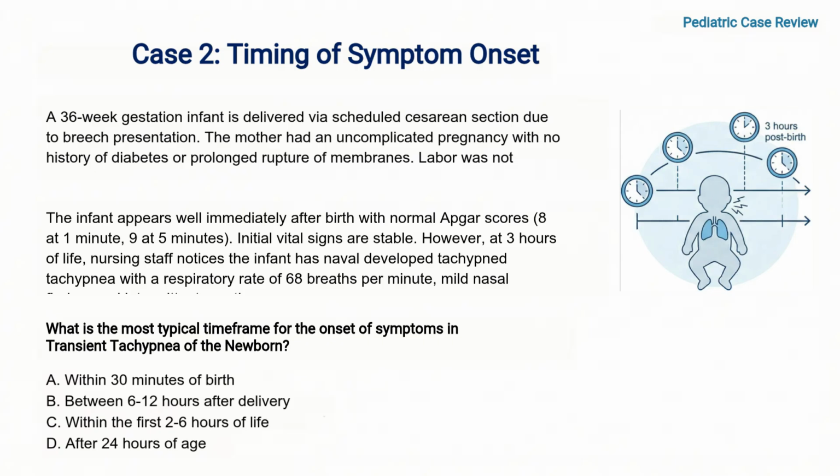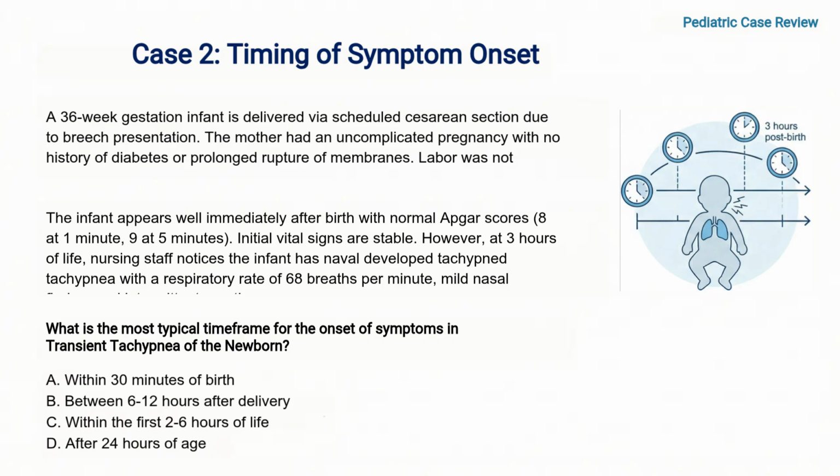However, at 3 hours of life, nursing staff notices the infant has developed tachypnea with a respiratory rate of 68 breaths per minute, mild nasal flaring, and intermittent grunting. What is the most typical time frame for the onset of symptoms in transient tachypnea of the newborn?